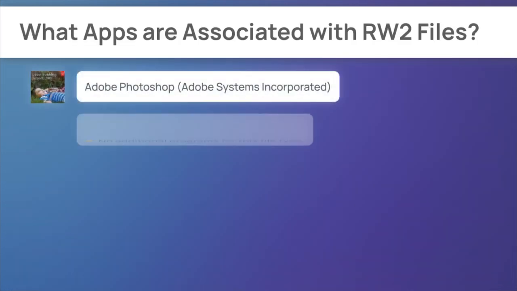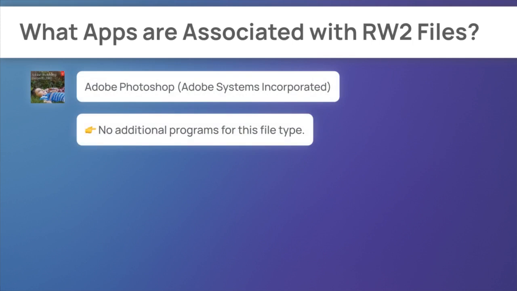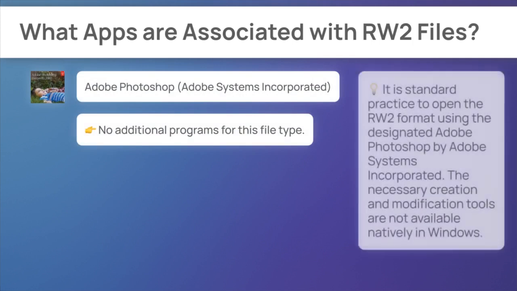The application responsible for generating the RW2 file is typically Adobe Photoshop by Adobe Systems Incorporated. The necessary creation and modification tools are not available natively in Windows. Windows cannot render all raw attributes, so full viewing and editing rely on dedicated imaging apps.